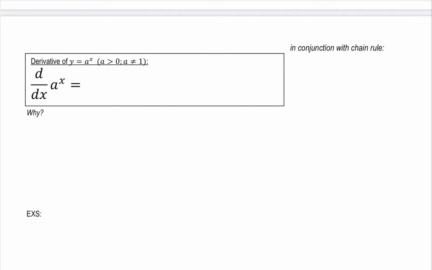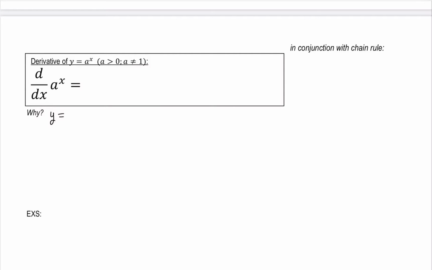So in this video, we're going to learn the derivative rule for a to the x when a is a base other than e. This will require you to think about a couple of properties that you hopefully recall from your pre-calculus, college algebra days. So let's start off with a little motivation for this rule.